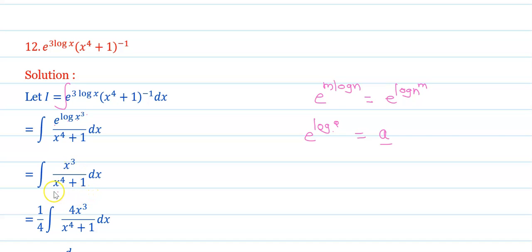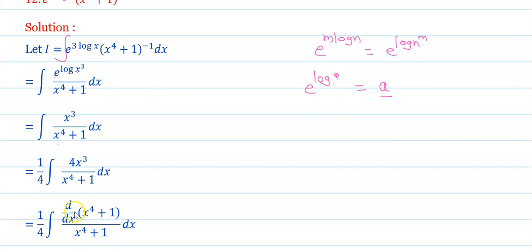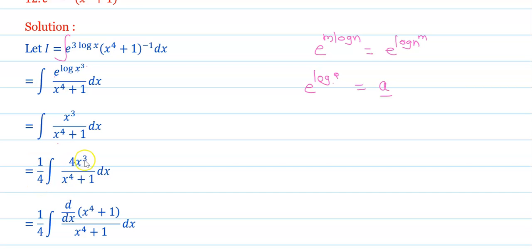Now it's very easy. The derivative of x raised to 4 is 4x cube. We can adjust the 4, that is, 1 by 4 into 4x cube, and the 4 gets cancelled. Okay, and the derivative of x raised to 4 plus 1 is 4x cube. Without substitution you can solve it, or you can substitute here: x raised to 4 plus 1 equals t. Then what's its derivative? Its derivative is 4x cube into dx equals dt, and hence x cube into dx equals dt upon 4, and hence your integral.